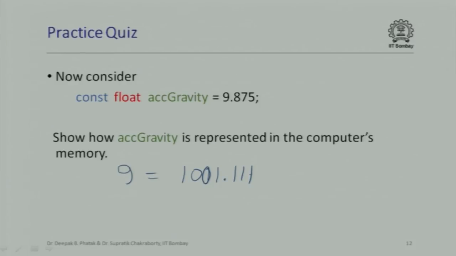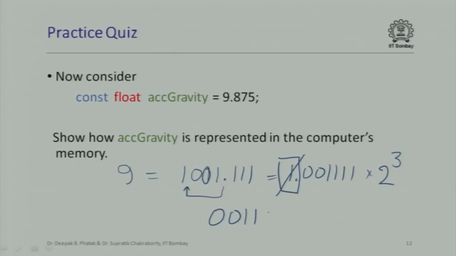What do we do? We shift the binary point here. So this will be equal to 1 binary point 001111 multiplied by 2 to the power how much? So the exponent will be 3. We will ignore this part completely because that is implied, and the mantissa to be stored will simply be 001111 and then as many zeros.